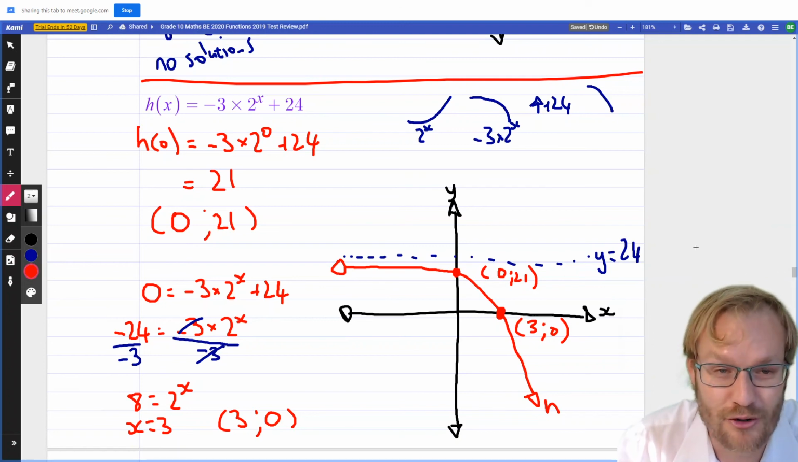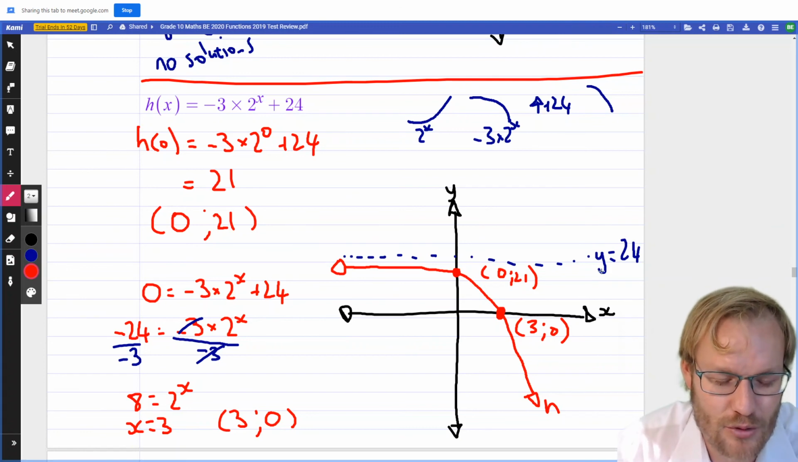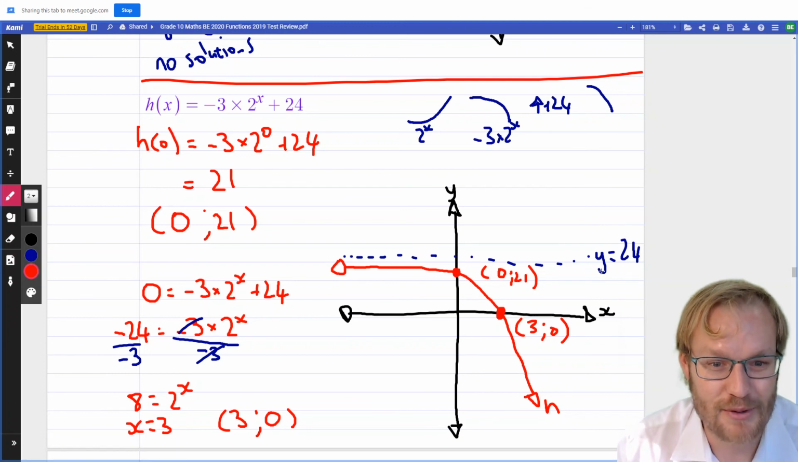And then the one remaining one to do is if this is a fraction, but I want to pause on that and just see what questions there are at this stage about exponential functions.